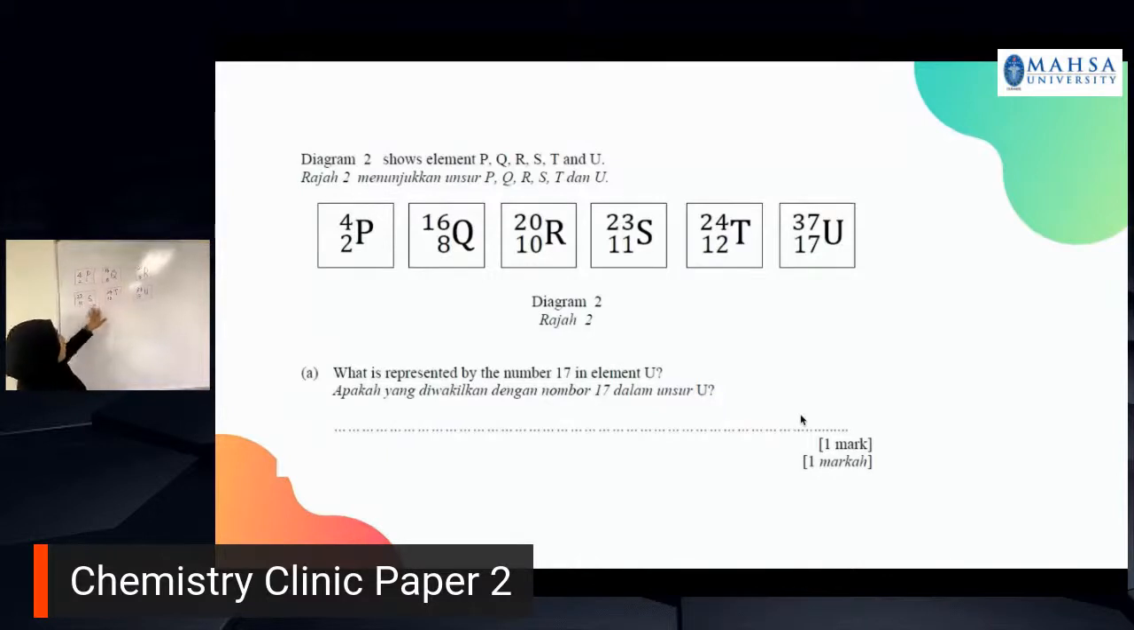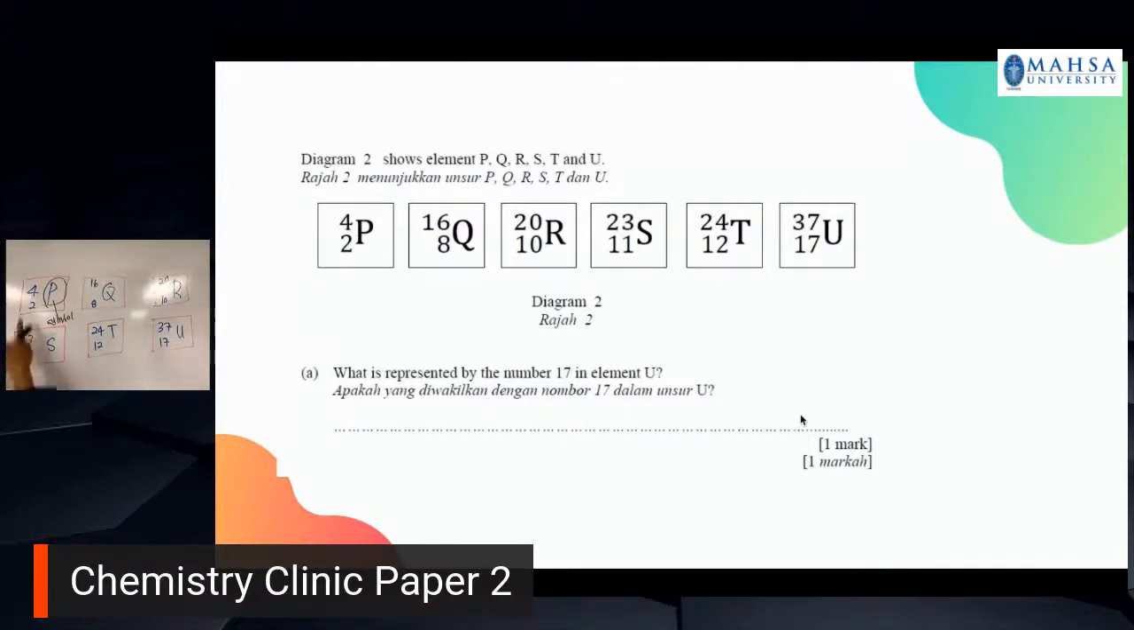What we have here on the whiteboard, I already wrote: P, Q, R, S, T, and U. These are the elements. Take P, for example. P is a symbol, and next to it we have 2 numbers: first 4, and then 2. Before I go to the questions, you need to know what this 4 and this 2 represent.